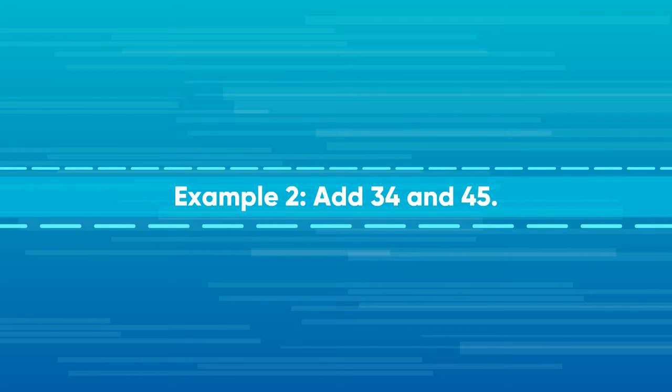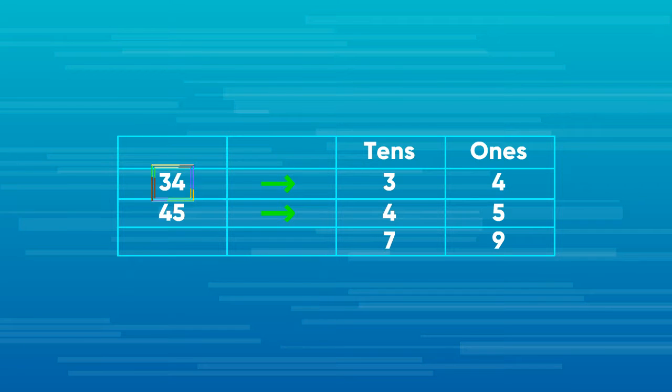Example 2. Add 34 and 45. 34 is equal to 3 tens and 4 ones. 45 is equal to 4 tens and 5 ones. Adding the ones column, 4 ones plus 5 ones is equal to 9 ones. Adding the tens column, 3 tens plus 4 tens is equal to 7 tens. So, the sum is 7 tens and 9 ones, which is equal to 79.